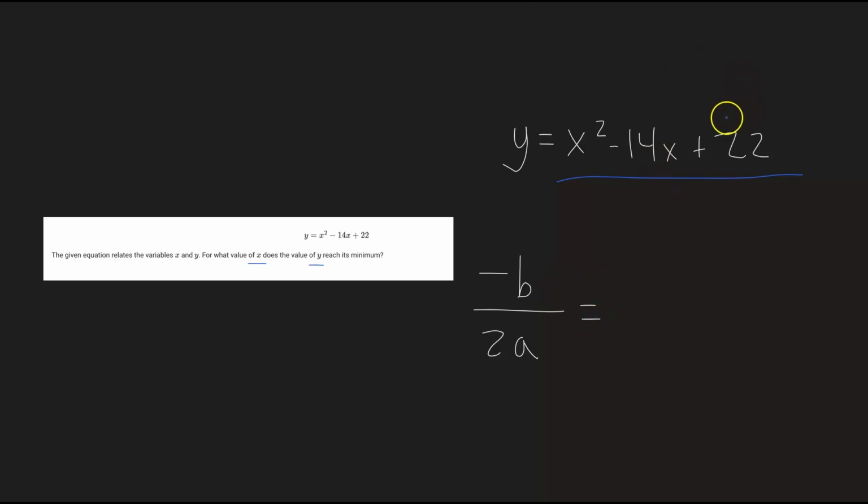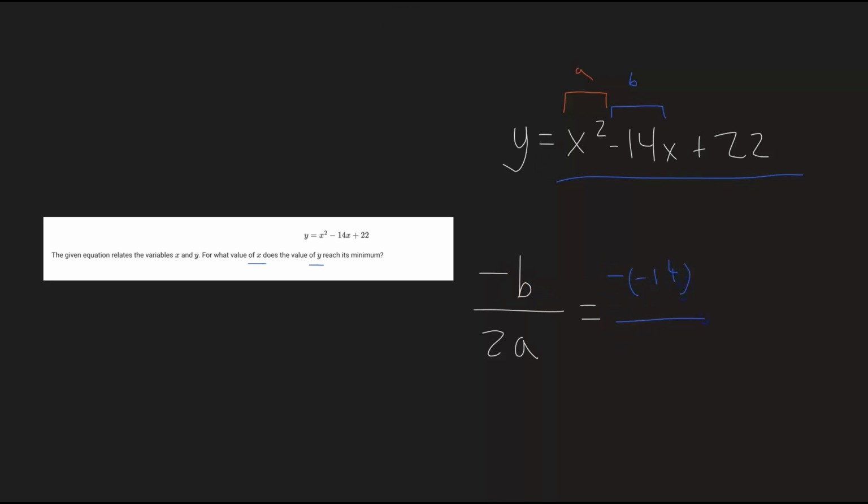We know now our b value is going to be represented by negative 14. So let's just label this as b. And then our a value is going to be positive 1. So let's label this a. So then our b value will be negative 14, but this is negative b. And so we have negative 14. There we go.